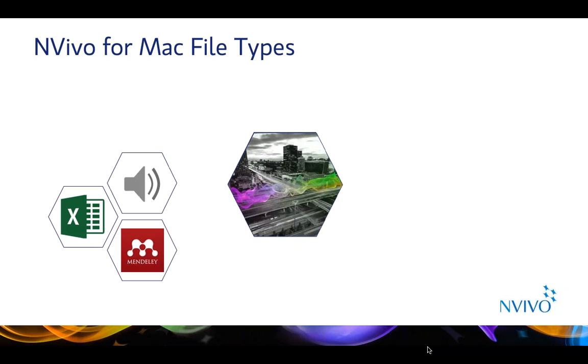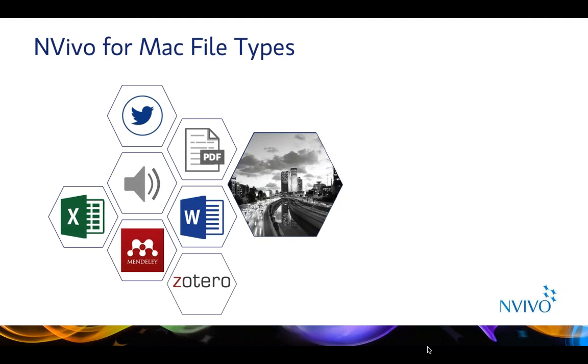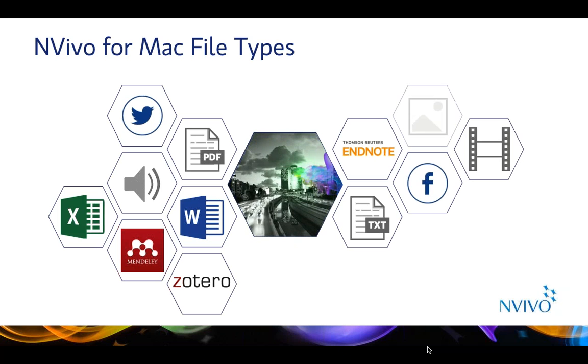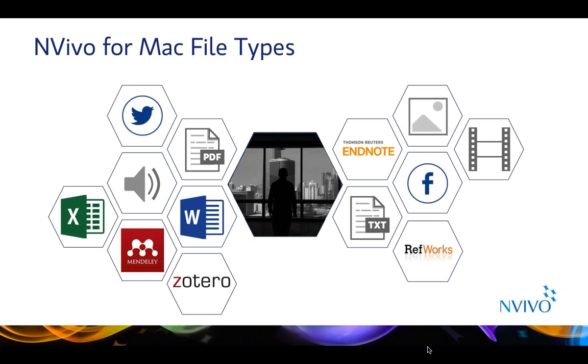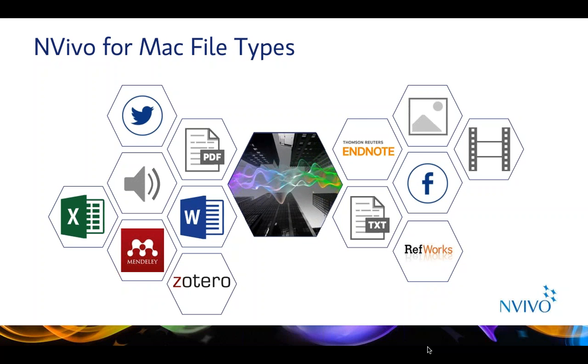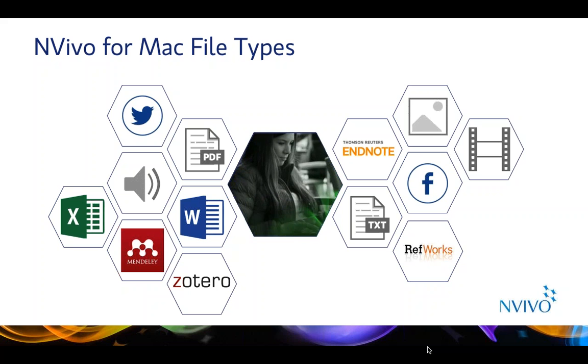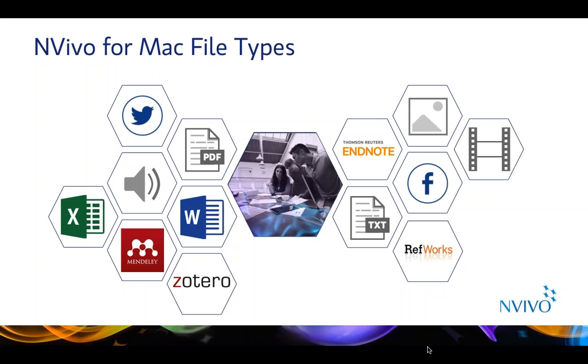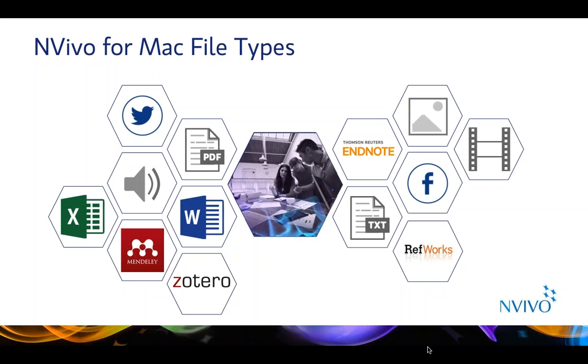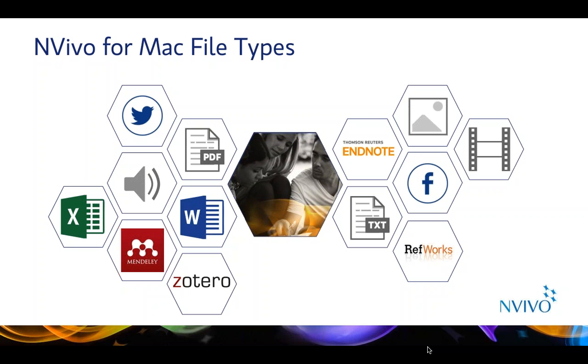NVivo for Mac can handle many different data types. Import demographic data or surveys from spreadsheets, or connect directly with your SurveyMonkey. You can also import libraries from bibliographic information from RefWorks, Zotero, EndNote, and Mendeley.